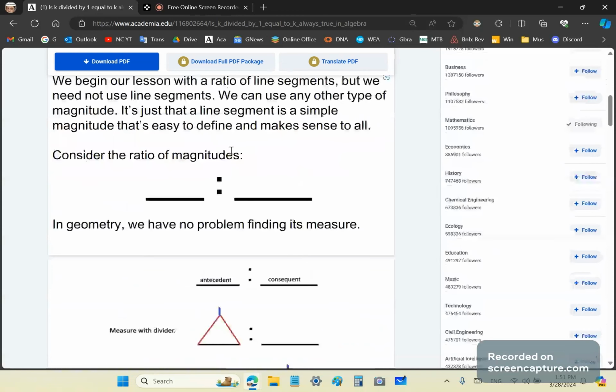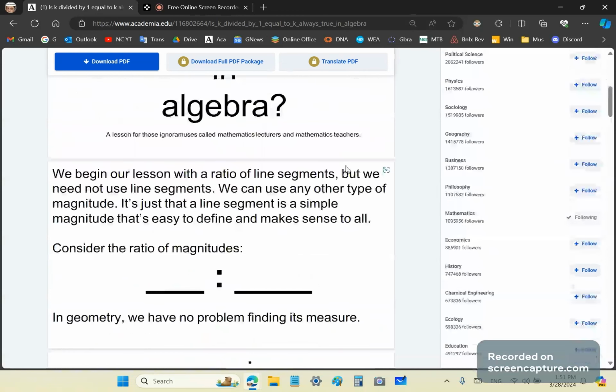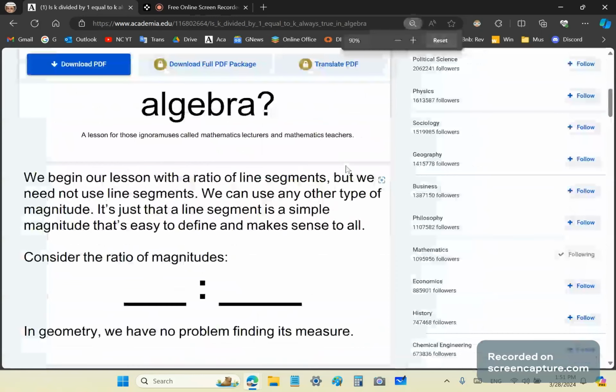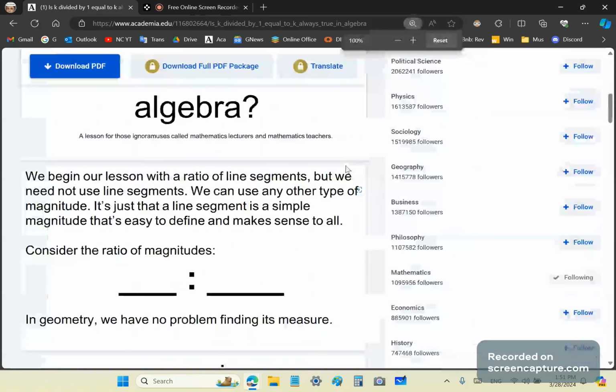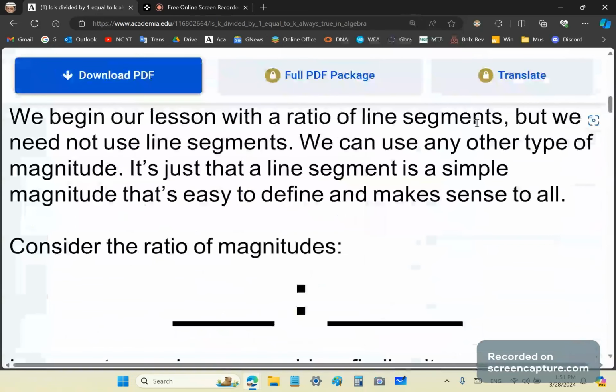So we begin our lesson with a ratio of line segments, right? Let's make this bigger, easier to read. Oh, why isn't it getting bigger? There we go. Whoops, no, that didn't work.